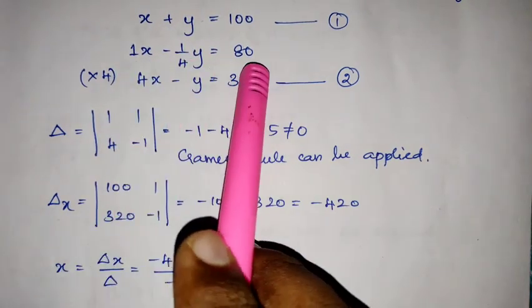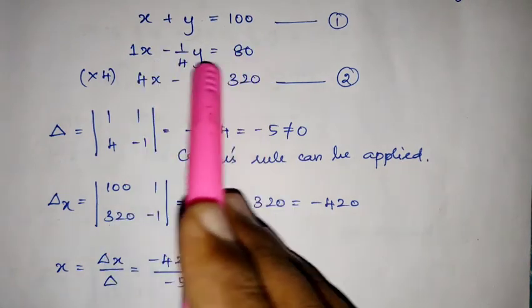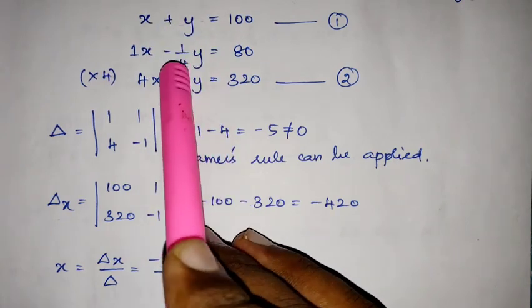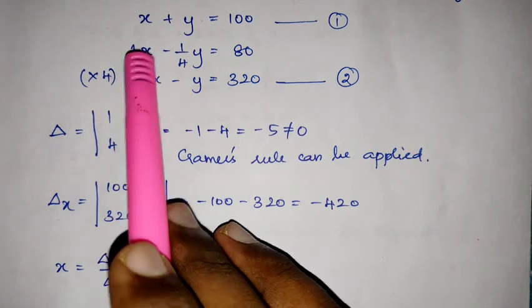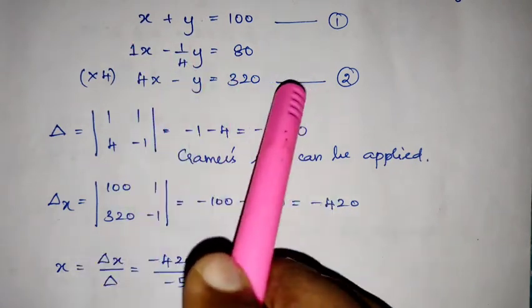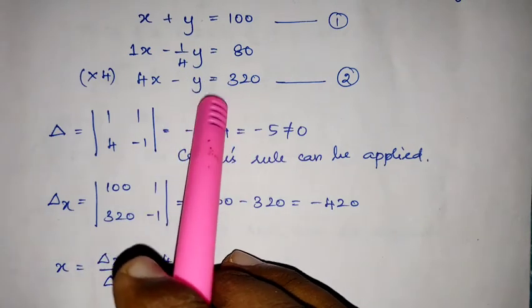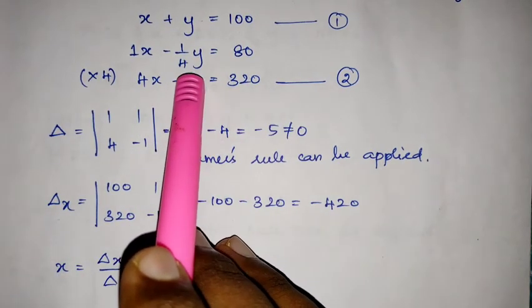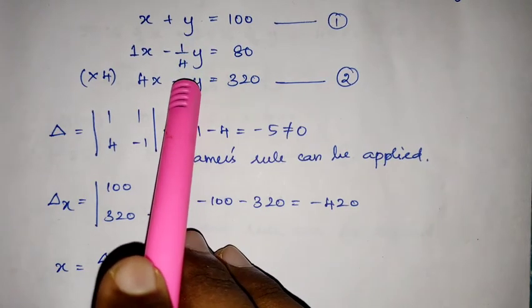Even if you keep this fraction value, you can do the problem, no problem, simply following the same way, or you can remove the fraction and do it. I have removed the fraction. You can simply keep this as 1 and minus 1 by 4 and continue the problem to get the answer. But I have done it by removing the denominator 4, because some students have difficulty working with fractions.